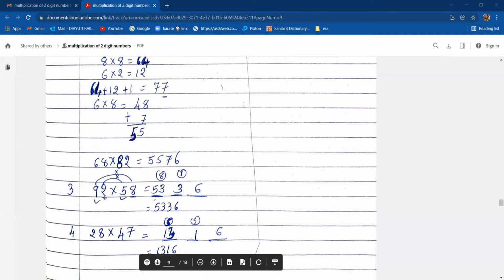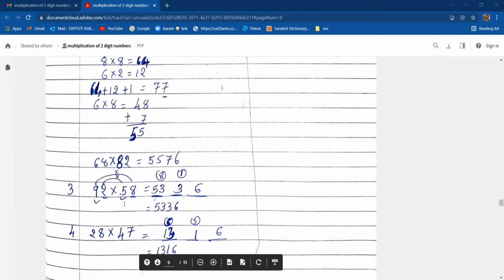Now let's see. 8 2s are 16. So in 16, 6 is the unit digit, so we will put it here, and 1 we will take as carry. Now 5 2s are 10 and 8 9s are 72, and then you have to add both, and what you will get? 72 plus 10, so it will be 82, and 1 is the carry, so it will be 83, and in 83, 3 is the unit digit, so I have kept it here, and 8 will be taken as carry.